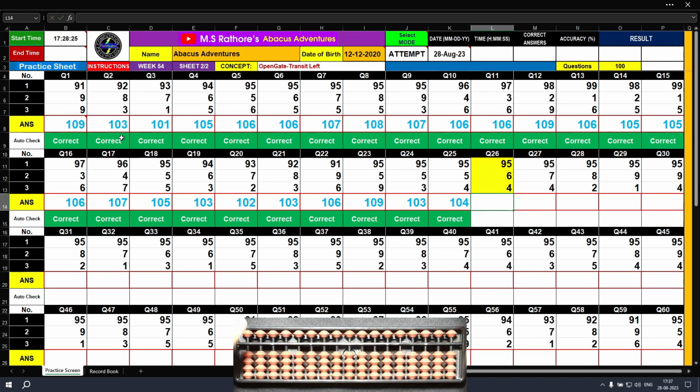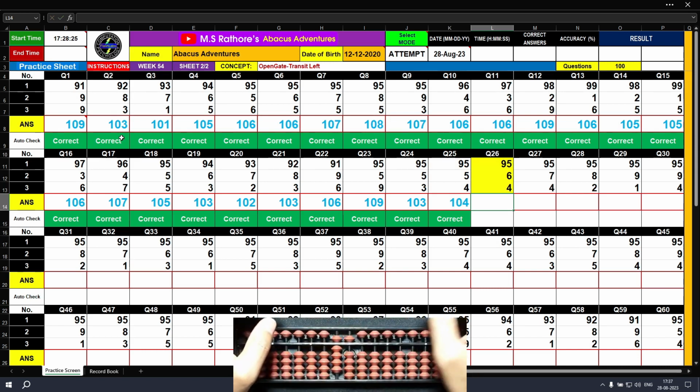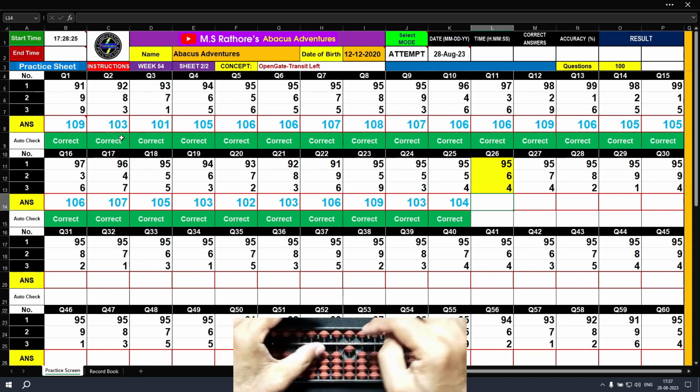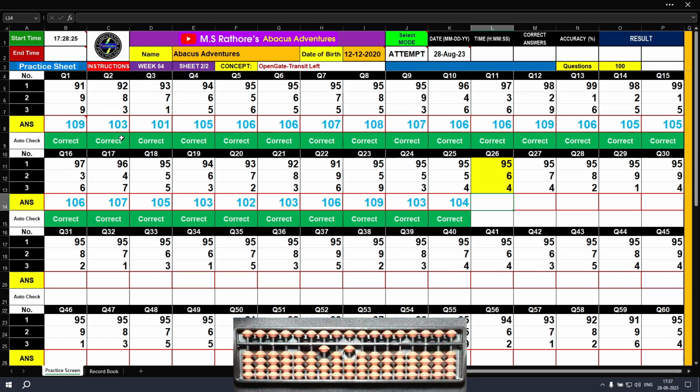Question number 26. Plus 90, plus 5, it's 95. Plus 6, combination formula: plus 6 equals plus 1 minus 5, open the gate, plus 10, the answer is 101. Then plus 4 equals plus 5 minus 1, the answer is 105.